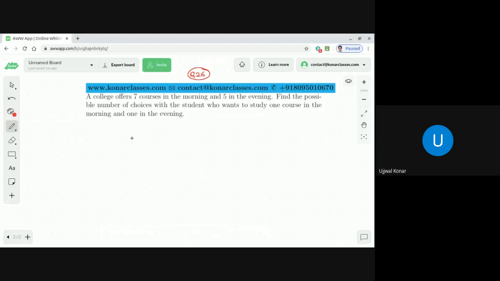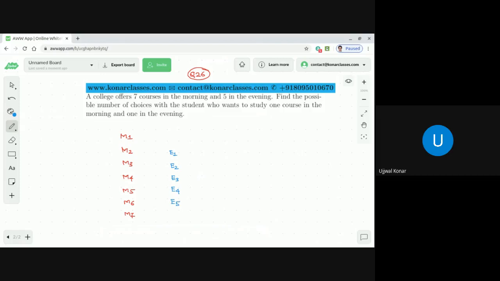The moment you give the answer 12, that says that you are taking either a course in the morning or a course in the evening. How many ways can you do it? Suppose these are the morning courses: M1, M2, M3, M4, M5, M6, M7, correct? And let's say there are 5 evening courses, E1, E2, E3, E4, and E5.